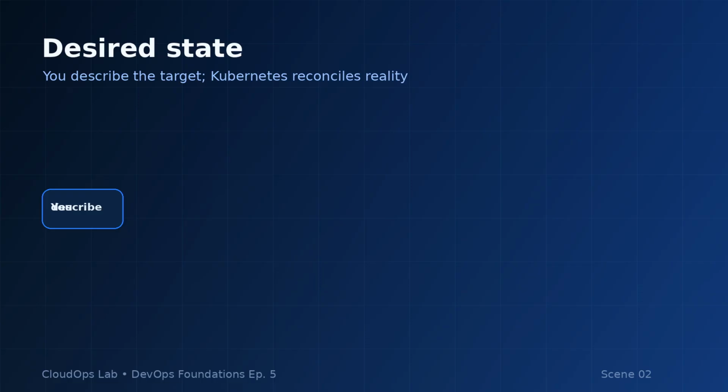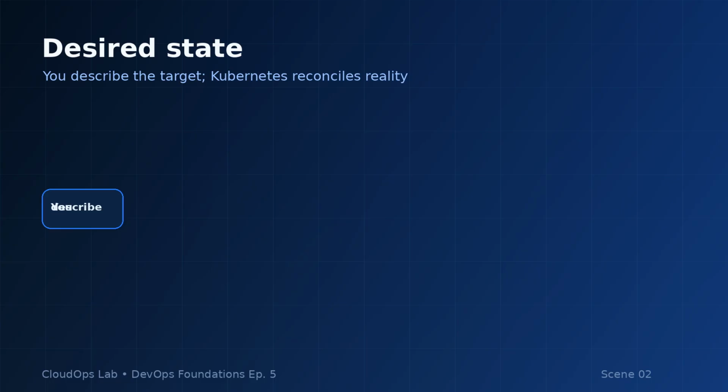For example, you can say, run 3 copies of this container image, expose them on this port, and restart them if they fail. Kubernetes then schedules the containers, watches their health, and replaces them when needed.